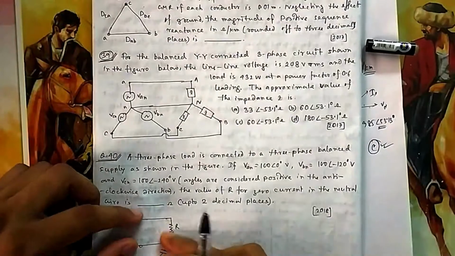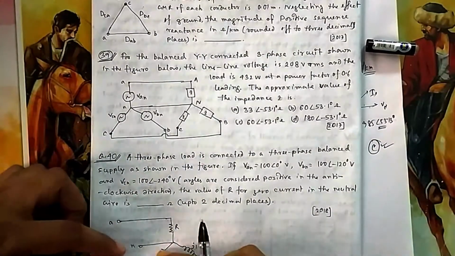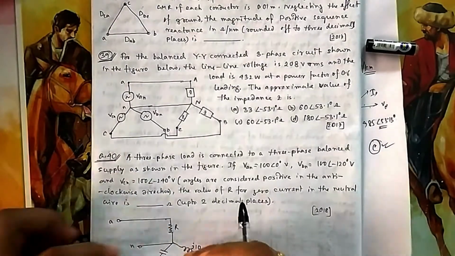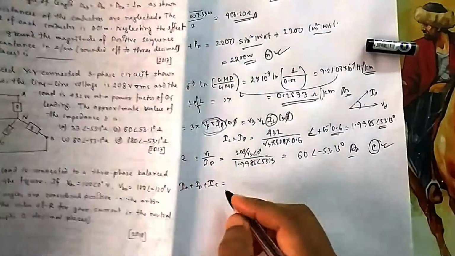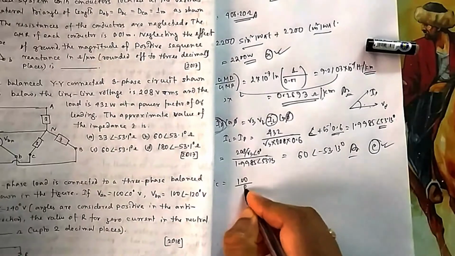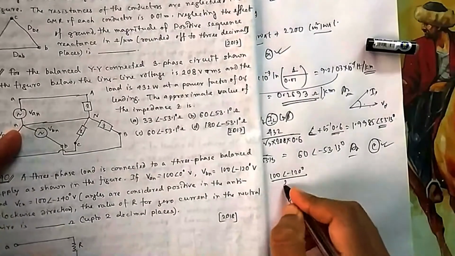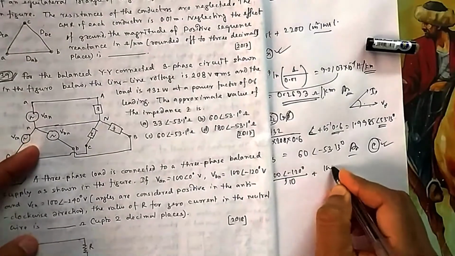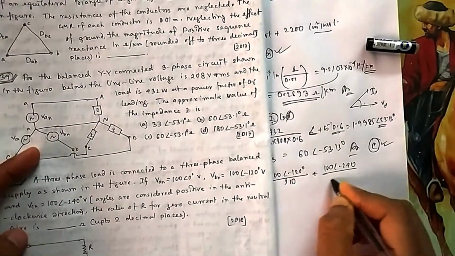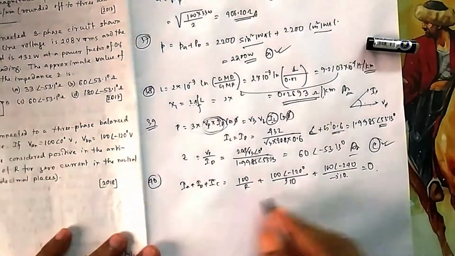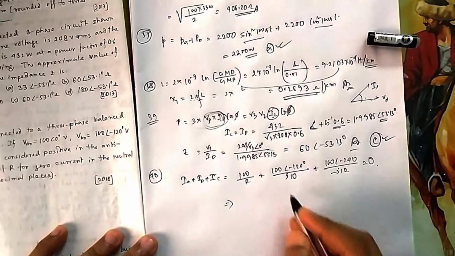IA will be equal to this voltage divided by this. What will be this current, this voltage, that is VBN divided by this. So it is 100 divided by R, then VBN is 100 at an angle of minus 120 divided by J10, and then 100 at an angle of minus 240 divided by minus J10. So that should be equal to 0. I think you can calculate it by now.